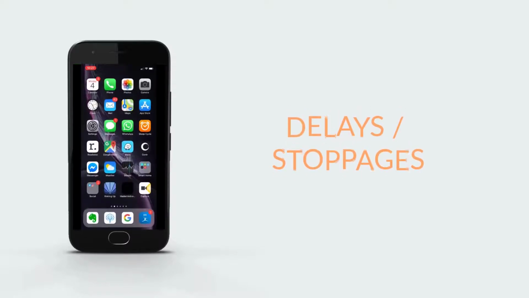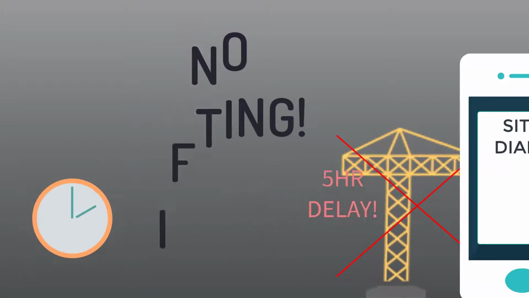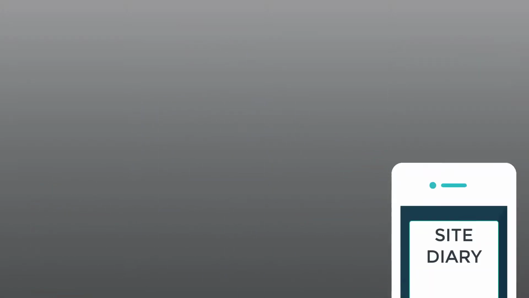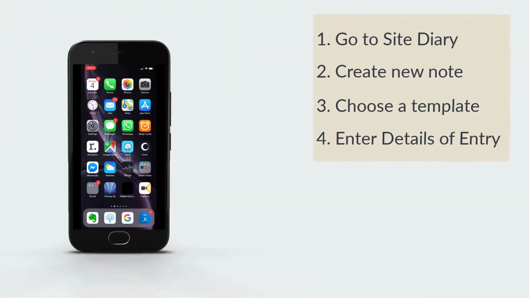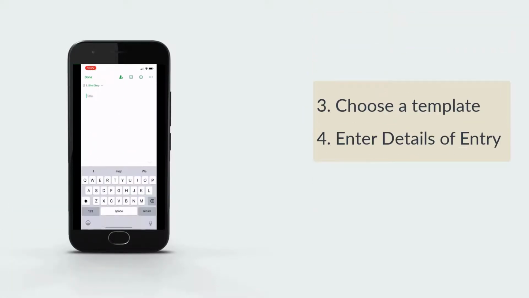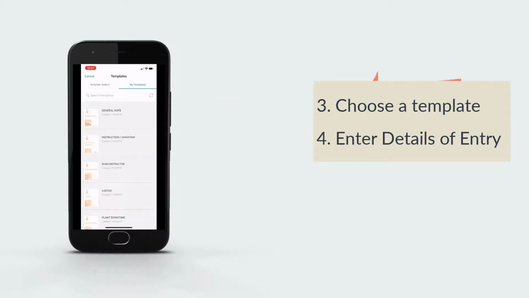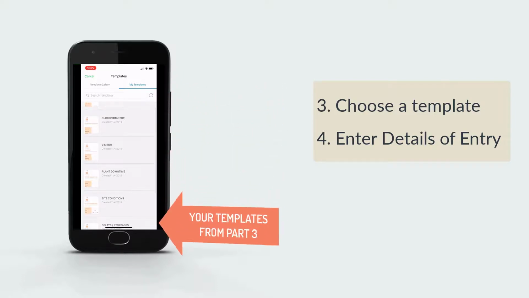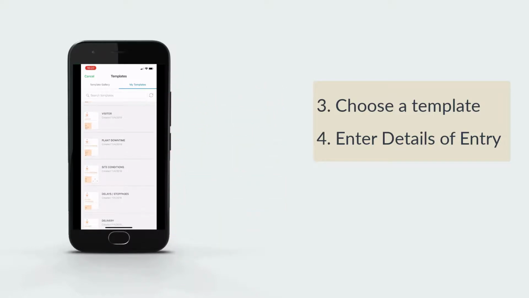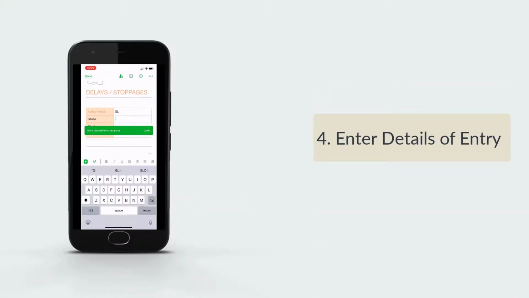Delays or stoppages. No lifting for 5 hours is a noteworthy delay. So let's make another note of this event as a delay. Open your site diary and create a new note. Select template and then choose the appropriate template for your entry. Enter the relevant details of the delay.